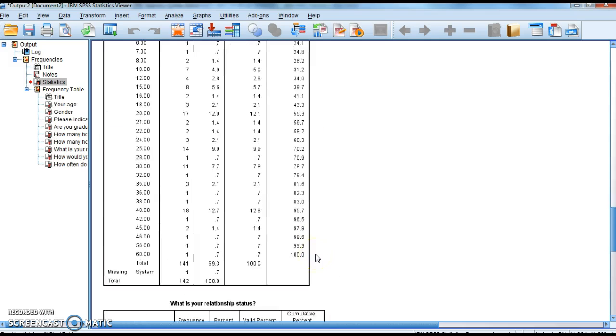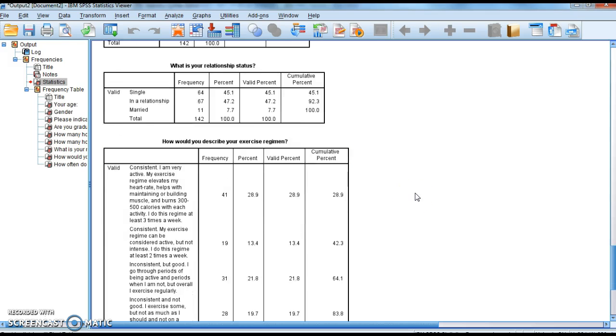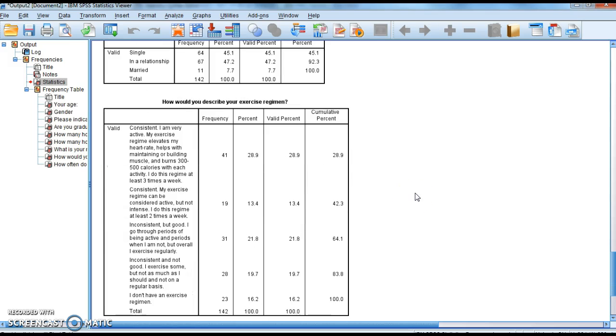In terms of relationship status, that could contribute to stress, as you know from your readings on social support and coping. We see that we're pretty equally split between being single and in a relationship, with a small number being married. And then in terms of how much people are exercising, again, this relates to health and can contribute to stress. We see that over a third of our sample are consistent exercisers.